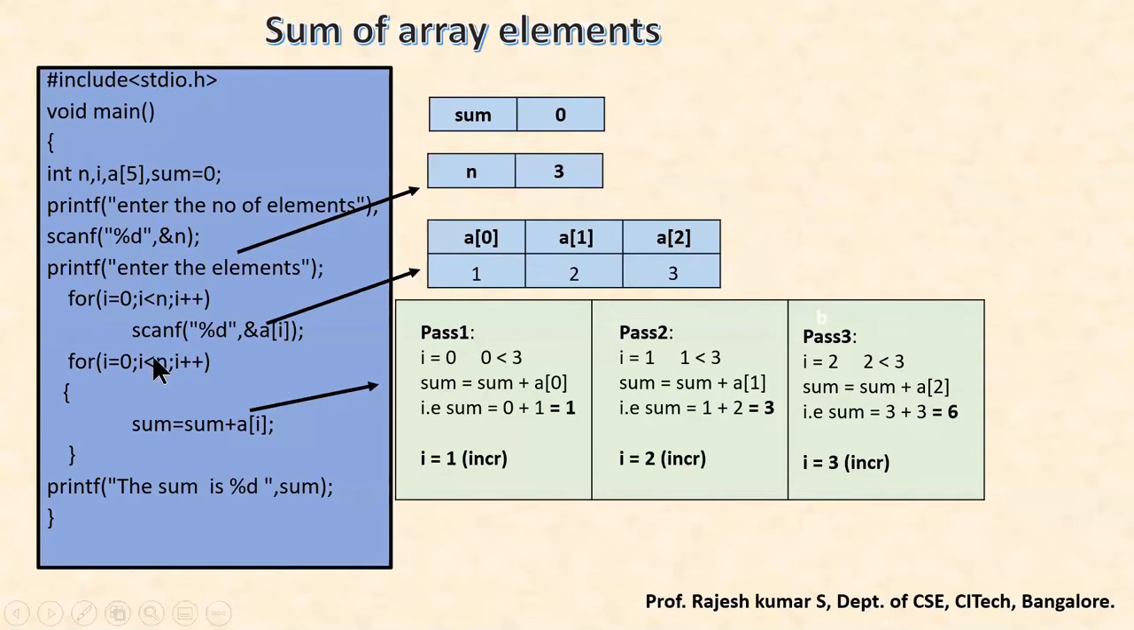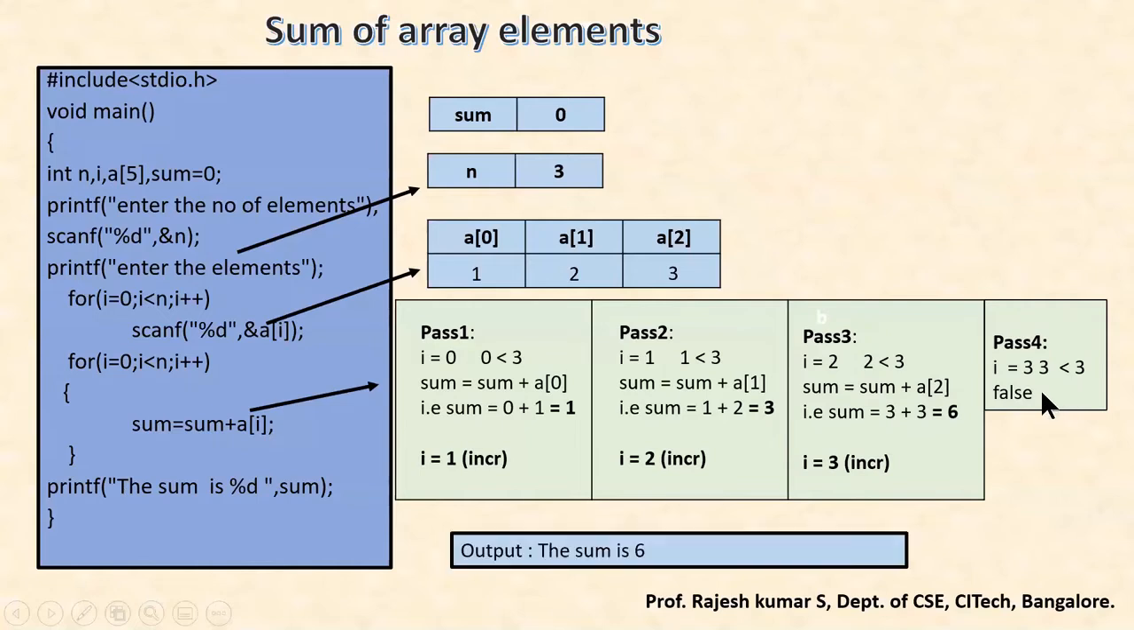Condition becomes false. When the condition becomes false, we will come out of this for loop and print the sum. That is, when I value becomes 3, 3 less than 3 is false, we will come out of the for loop and print the statement. The sum is 6 will be printed.